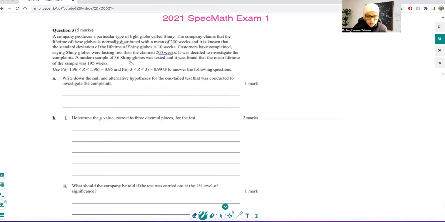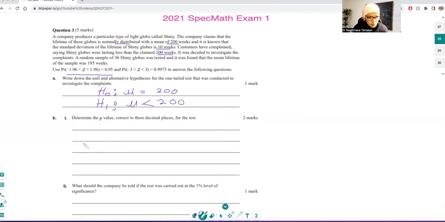Okay, so we decided to investigate that complaint, and there is an interval given, which is the same as this one. Write down the null and alternative hypothesis for a one-tail test that has conducted the investigation, the claim. So what is that? We are saying the null hypothesis would be H naught: mu is equal to 200. And the alternative would be when mu is less than 200.